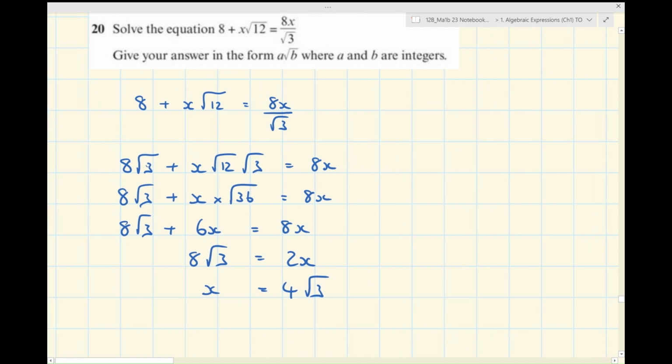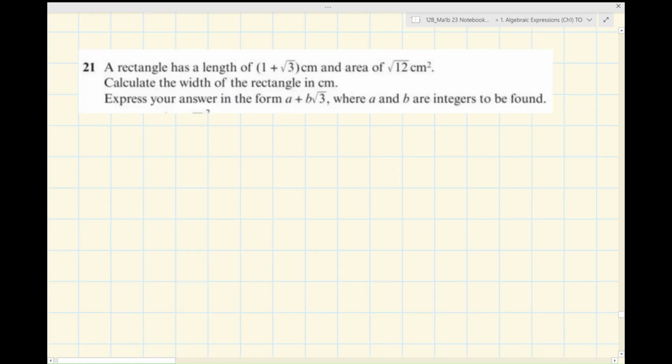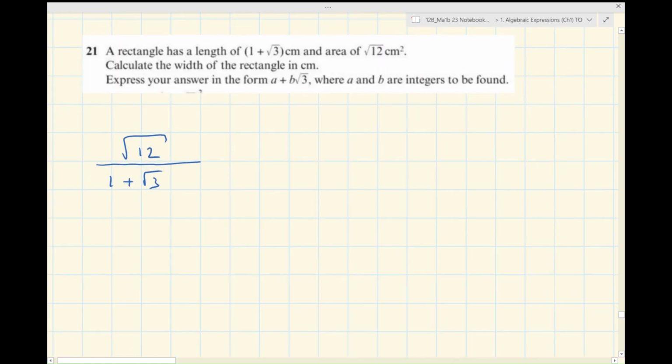Equation solved. Question 21. My rectangle has an area of root 12 and a length of 1 plus root 3, and I have to calculate the width. So I'm going to need to work out the area divided by the length. Okay, so that's what I've got to simplify. I'm going to start by rationalising the denominator. So I'm going to multiply top and bottom by 1 minus root 3.